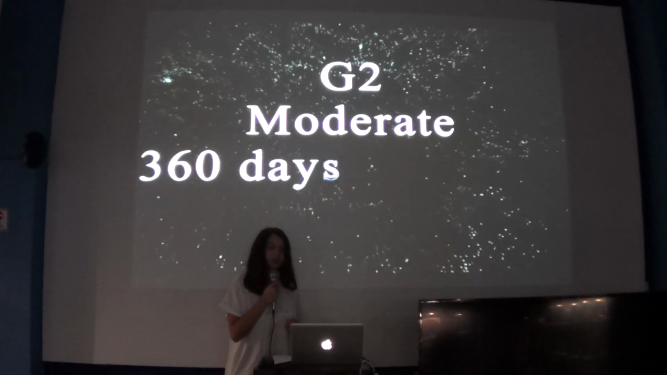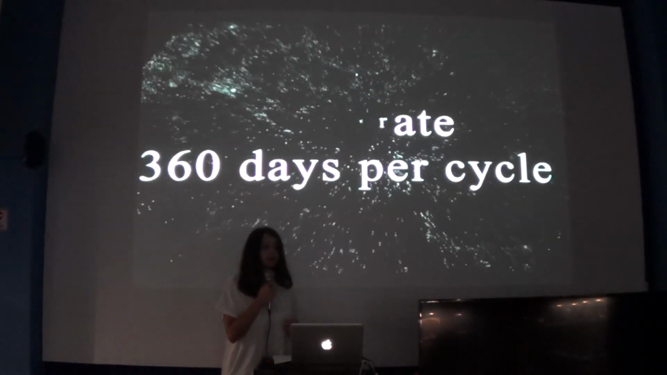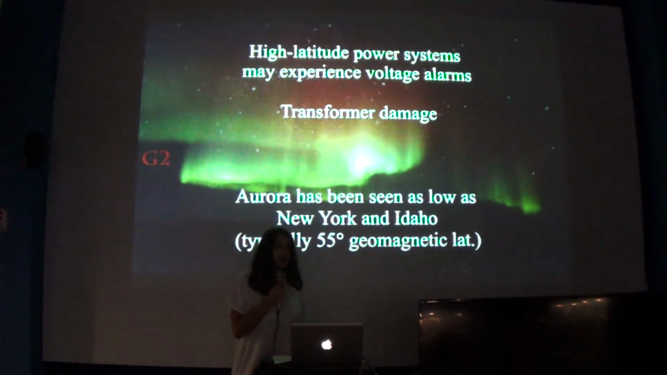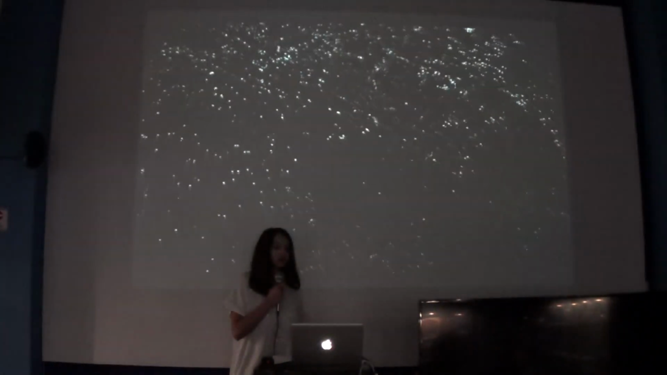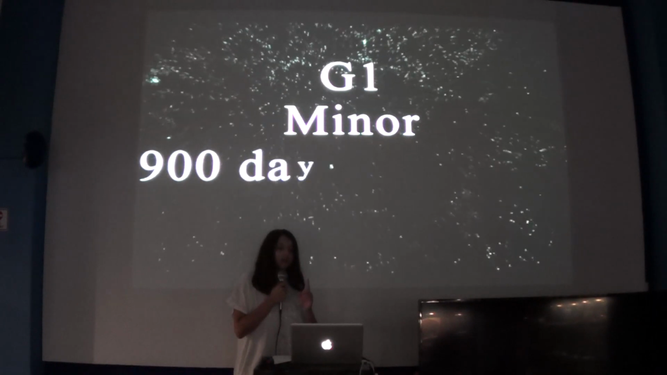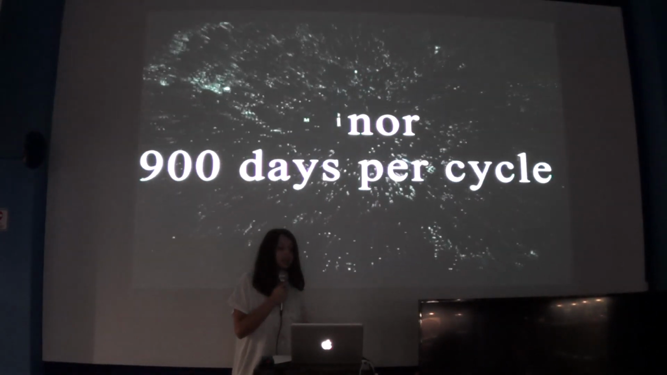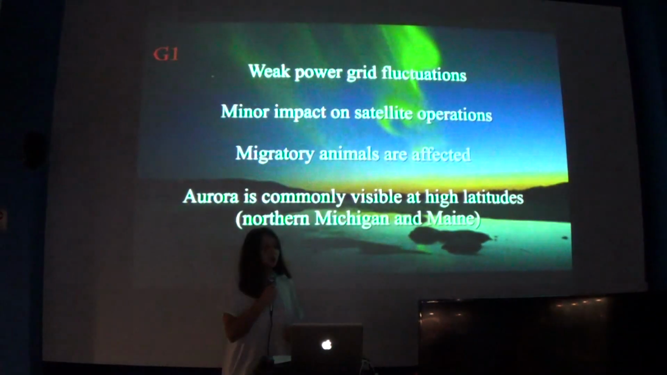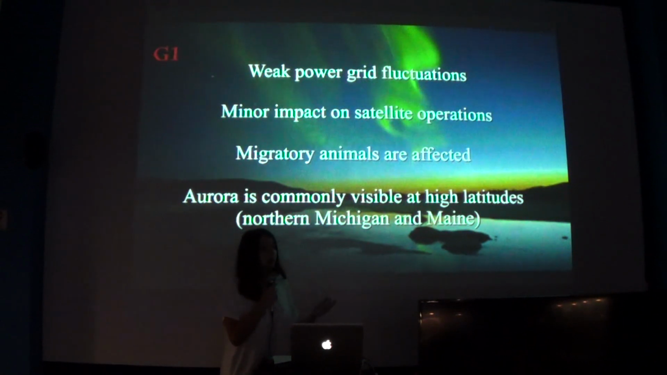G2, moderate, 360 days per solar cycle. High-latitude power systems may experience voltage alarms. Finally, transformer damage. G1, minor, 900 days per cycle. Weak power grid fluctuations, minor impact on satellite operations, and migratory animals are affected.